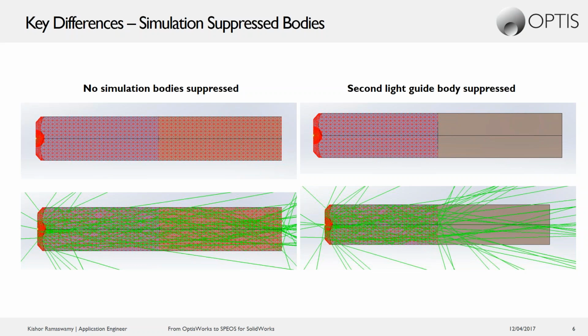And in the ray trace on the bottom, you can see the same effect. So the second body has not been meshed, and the rays are essentially ignoring this second body. So this simulation suppressed bodies is a way that we can tell the simulation to not take into account different bodies in the simulation.